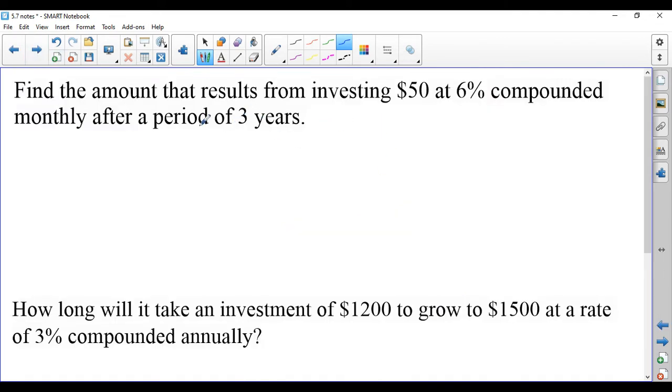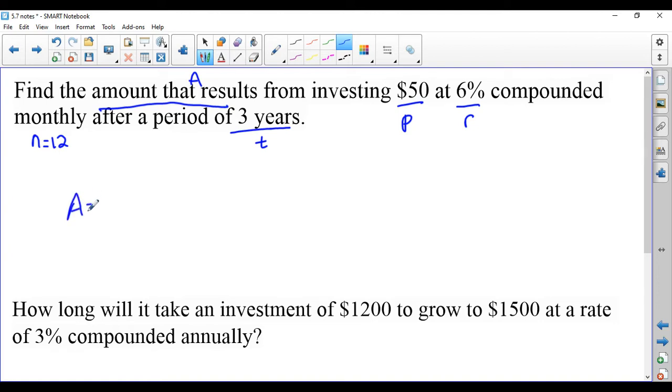For example, if we want to find the amount that results, our future value, when we invest $50, that's our principal, how much we're investing, at 6%, that's our APR, compounded monthly. For compounding monthly, our n is 12, after a period of 3 years. That's our t. For these problems, I'm going to ask that you show how everything plugs into the formula, and then you're going to go to your calculator for the work.